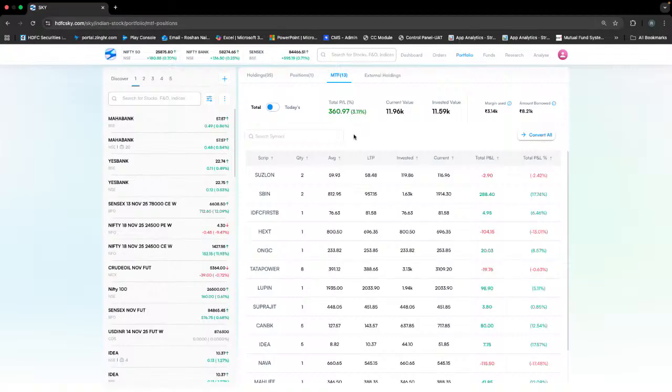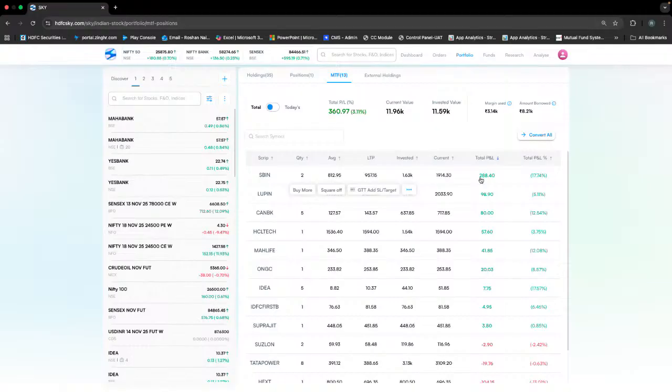And that clear bifurcation is visible here in your MTF positions tab. As you can see here, I have put in 3,000 rupees of my own, and the amount borrowed, which is the amount funded by the broker, is 8,000. I'm not paying 8,000. 8,000 was lent to me, and on this 8,000, I am paying interest of 1% per month only. So now, in this case, I have the freedom to hold the position as well.